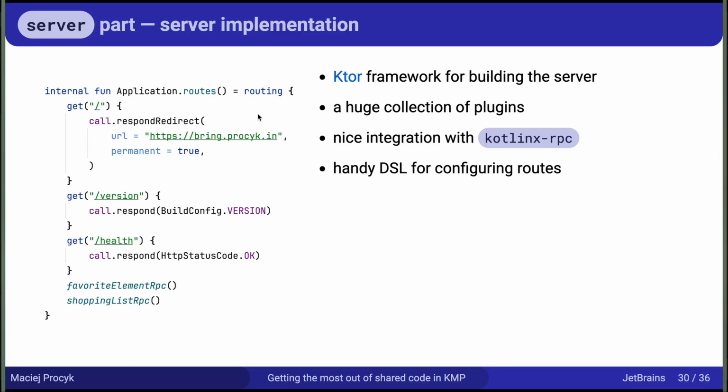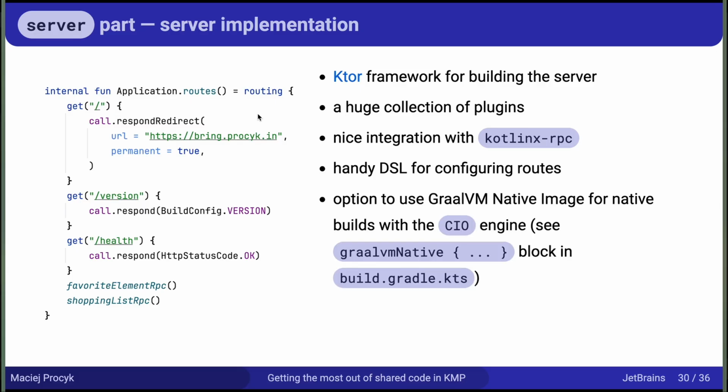But also it has a really handy DSL for configuring routes. So here at the bottom, I define those RPC endpoints in some extra functions. But what I define extra is, for example, the endpoint that will return the version of the current server. And this is as simple as 2 lines of code, which you write and are so easy to understand and to expand with.